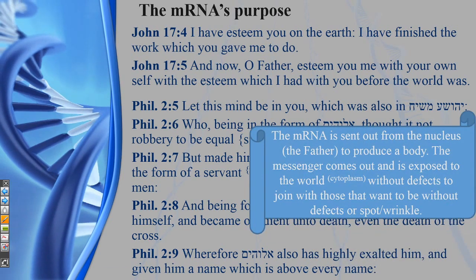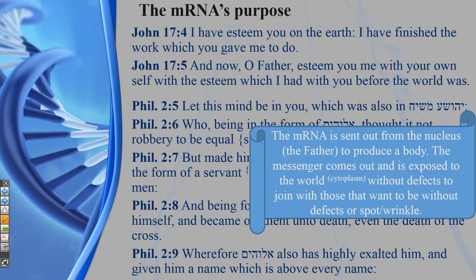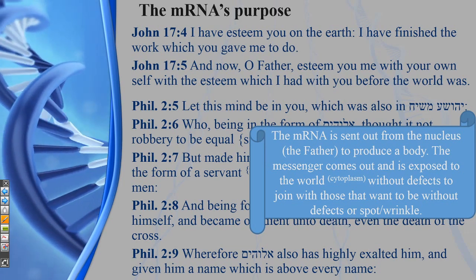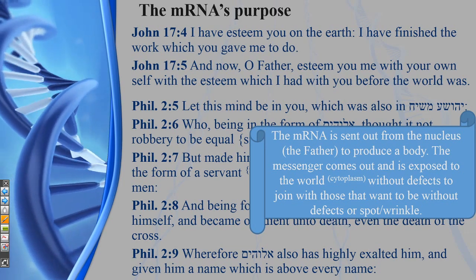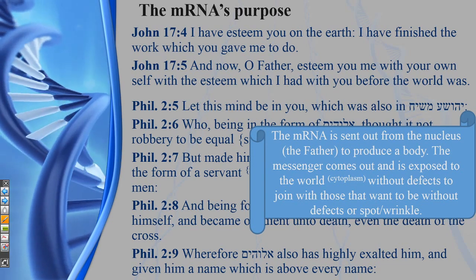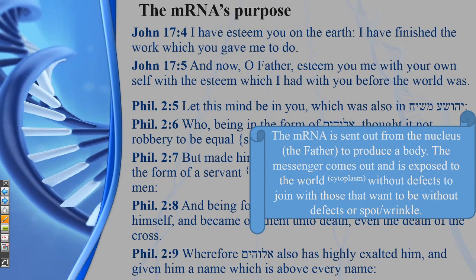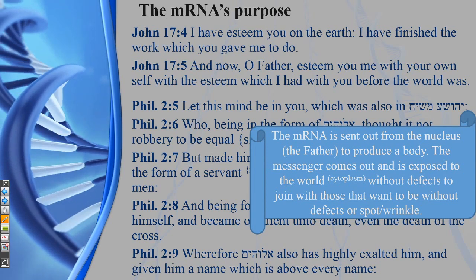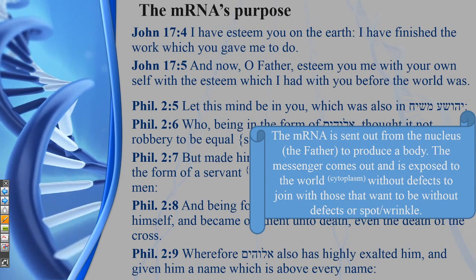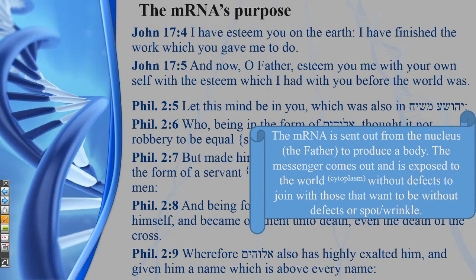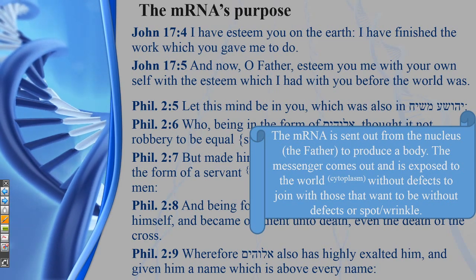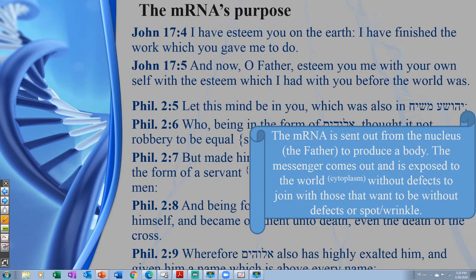All right, so the RNA messenger is sent out from the nucleus, i.e. the Father, to produce a body. The messenger comes out and is exposed to the world, the cytoplasm, without defect, to join with those that want to be without defect or without spot or wrinkle. That's what he's looking for. Is everyone good so far? No questions? Okay.